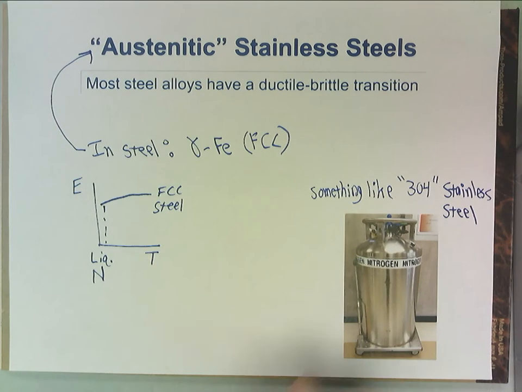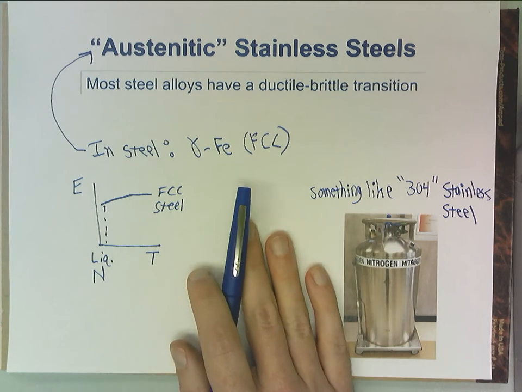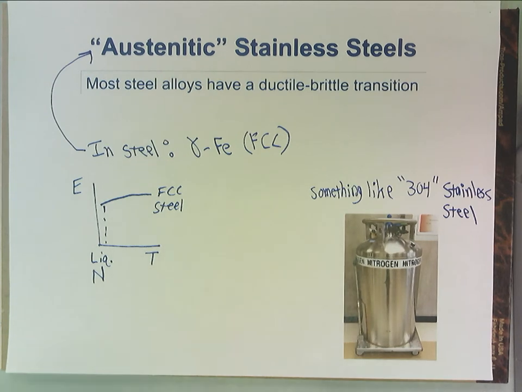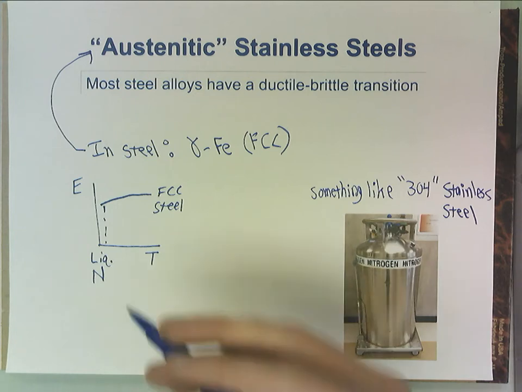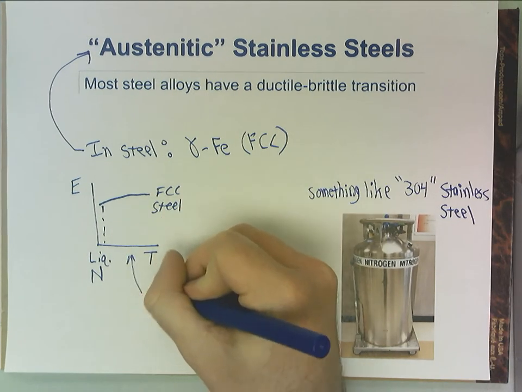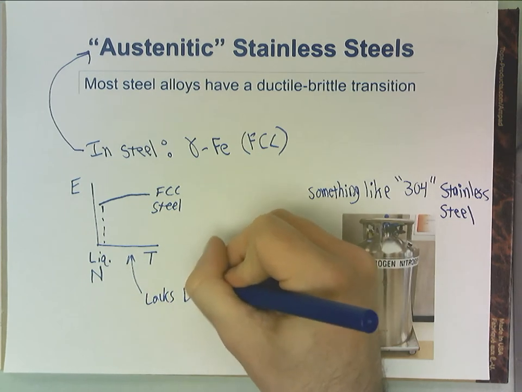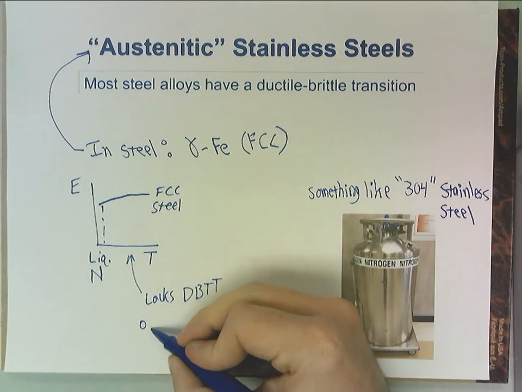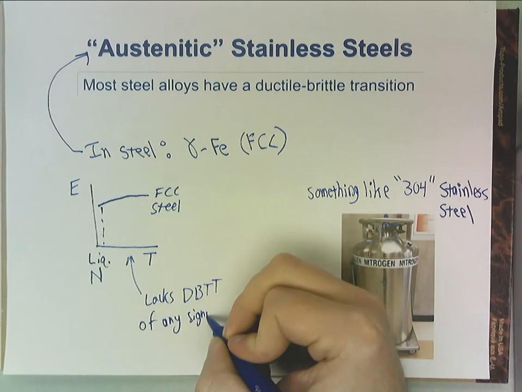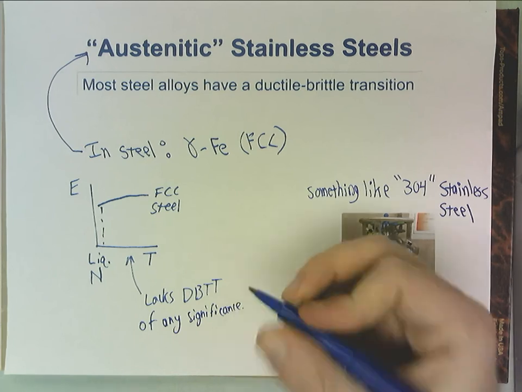We didn't have those when we built the Titanic, by the way. These are a modern invention. At least we didn't know that these were good for this. We'd never build a ship out of this anyway. But this is an application of this. I've mentioned these at some point earlier in class in the semester. So we really don't see a ductile to brittle transition here. This really lacks a ductile to brittle transition of any significance.